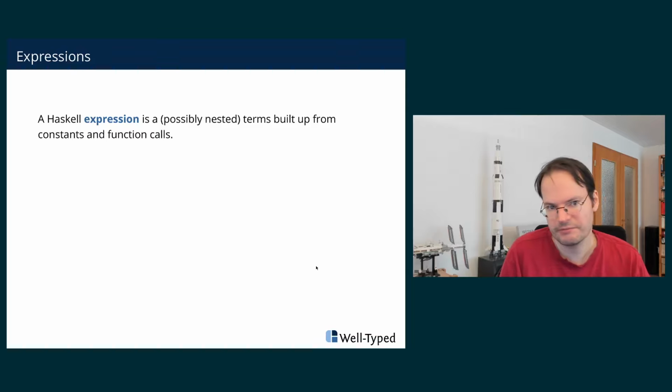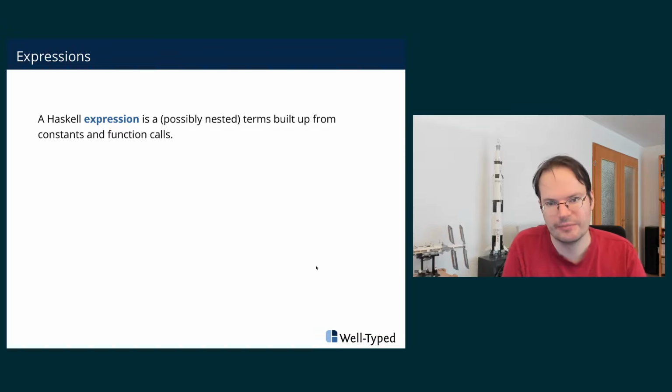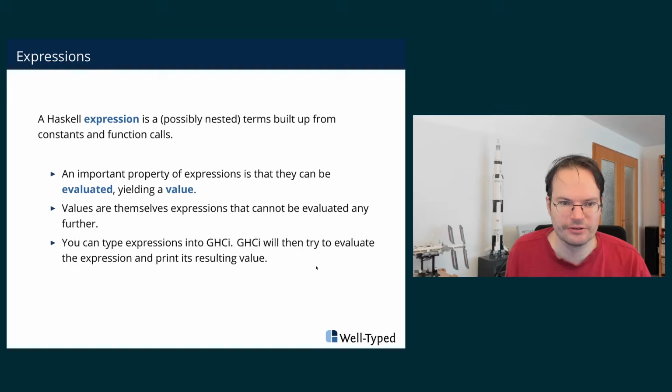An expression, like in most other programming languages, is in Haskell a possibly nested term that is built up from just constants and function calls. And then there are a few other constructs that can also appear in expressions that we'll look at later, such as let bindings, for example, or case expressions. But primarily, they're built up from constants and function calls.